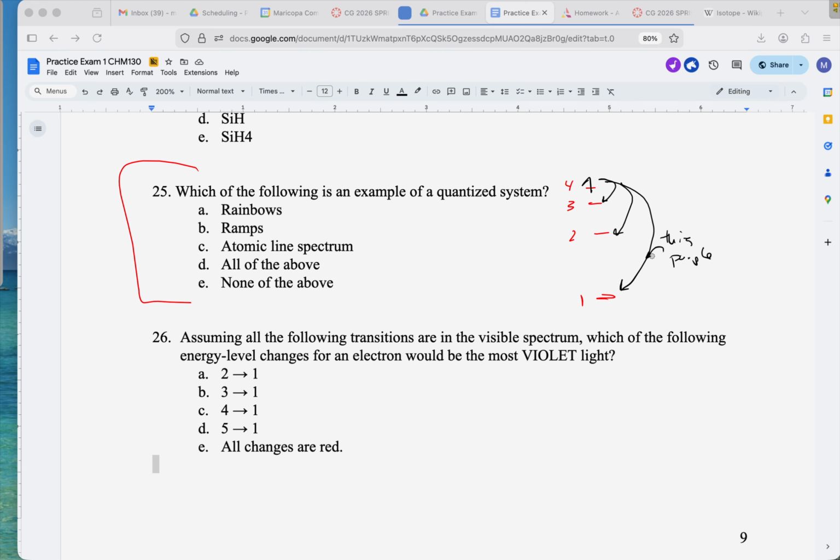Which one's the most red? I heard a 2 to 1. 2 to 1's a little weird because I don't have 2 to 1 shown here.